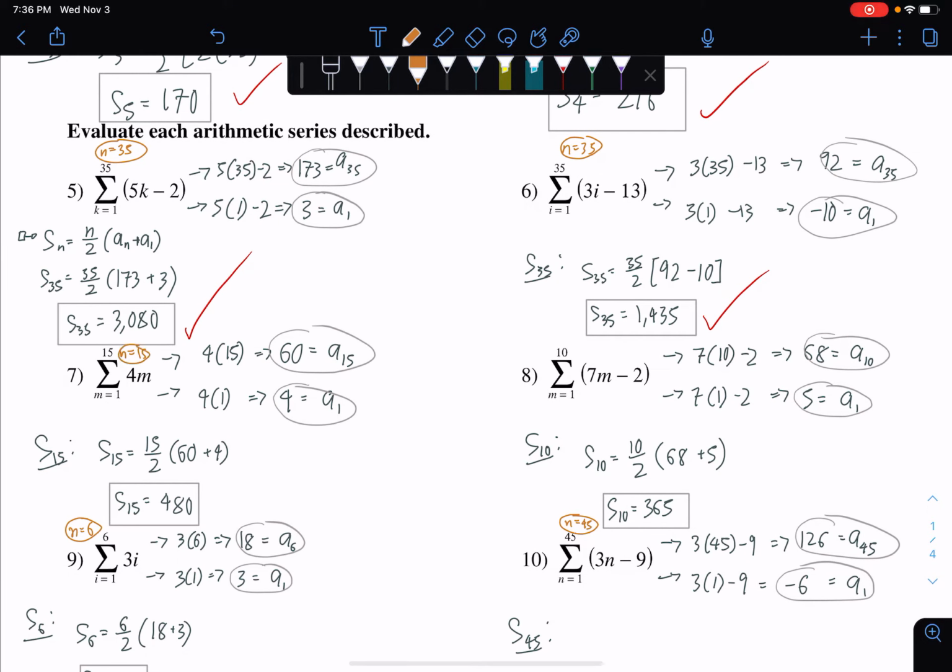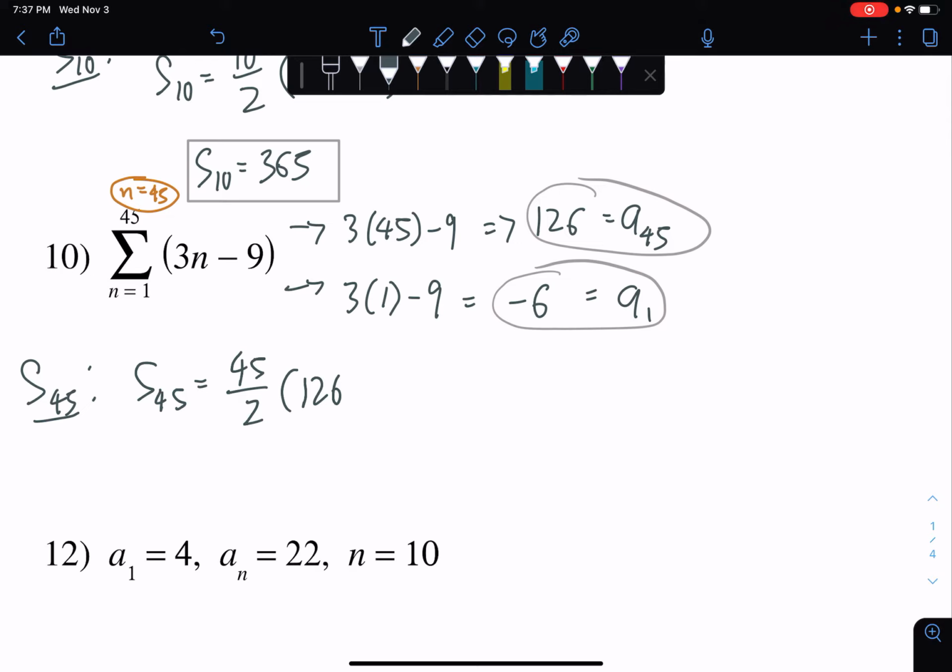Okay, let's move back to our problem. S sub 45 is equal to 45 over 2 times the quantity 126 plus a sub 1, which is basically 126 minus 6. And with that, S sub 45 is equal to 2,700. There you go. Now, all of these are correct: 480, 365, 63, and 2,700. Let's move on to number 11.